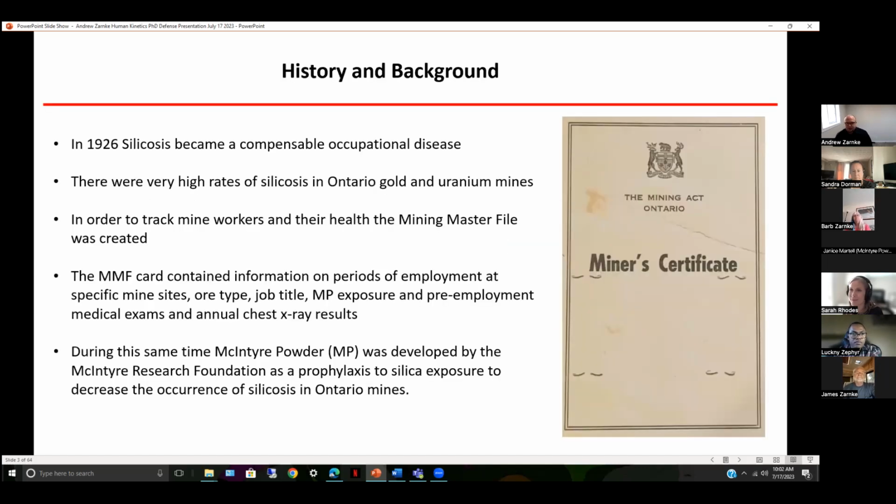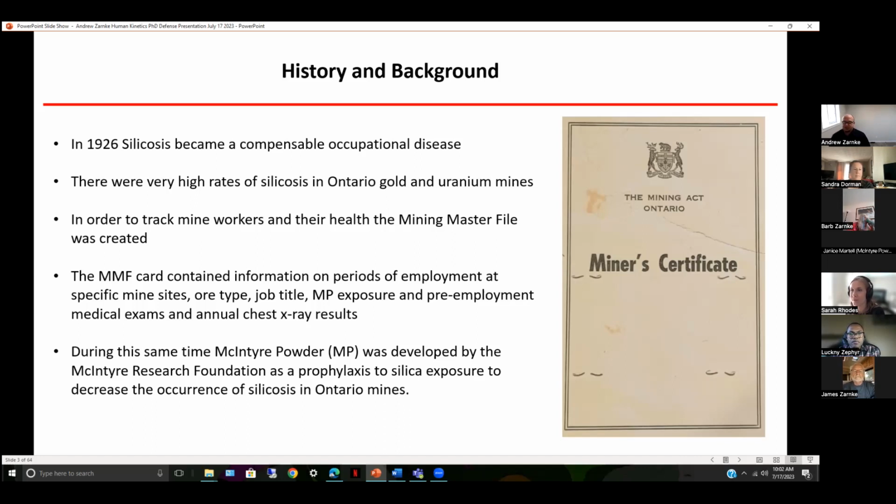So in 1926, silicosis became a compensable occupational disease. There were very high rates of silicosis in Ontario gold and uranium mines, primarily because of the high silica content in the ore that they were mining. In order to track the mine workers' health, they developed a mining master file. Each mine worker had a mine master card that followed them to every mine site that they worked in. It contained information on periods of employment, specific mine sites, ore type, job title, McIntyre powder exposure, pre-employment medical exams, and annual chest X-ray results.